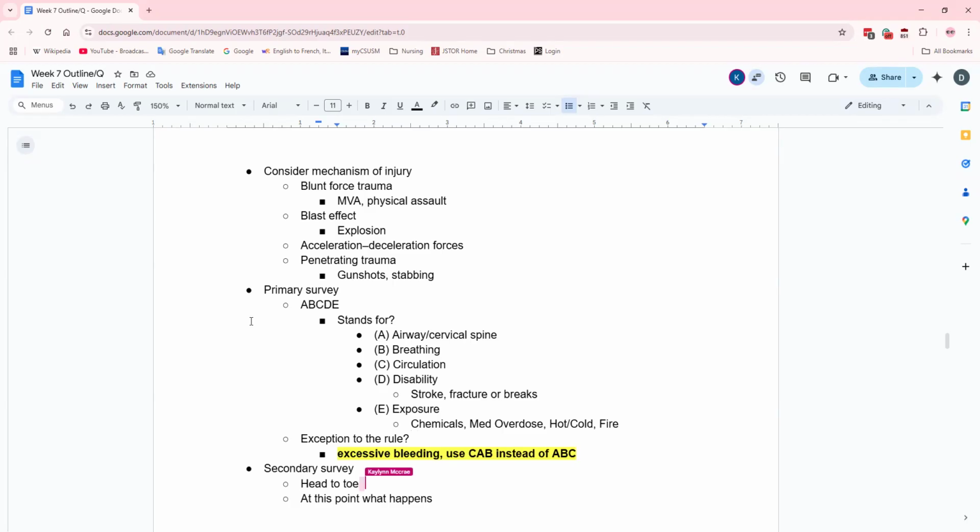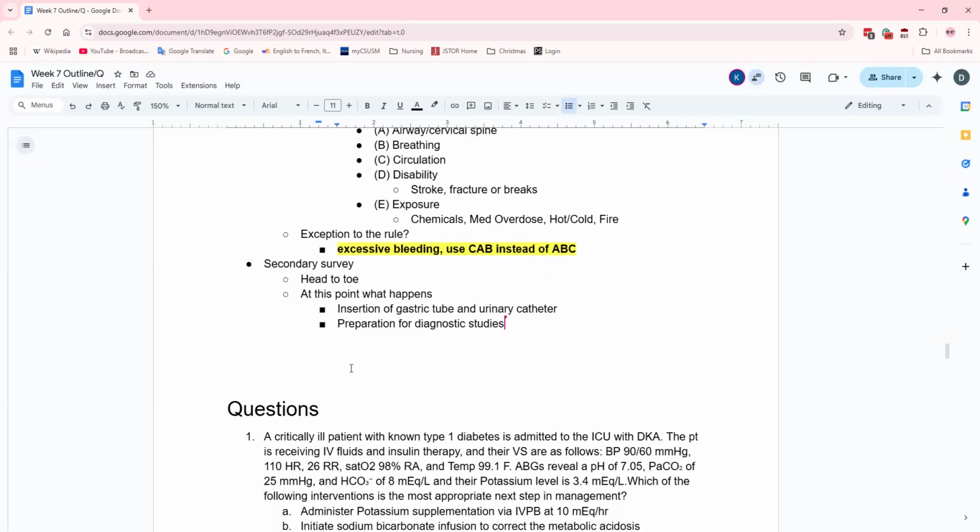Your secondary survey is basically a more in-depth one. It's your head to toe. At this point, you're going to be doing more of your little interventions. You're putting in a G tube or an NG tube or urinary catheter. You're preparing the patient to go to CT or X-ray or whatever they need to go to. So the primary survey is mainly stabilization. Secondary is like, okay, let's figure out more of what's going on and let's do some stuff. But yeah, emergency is pretty straight up.